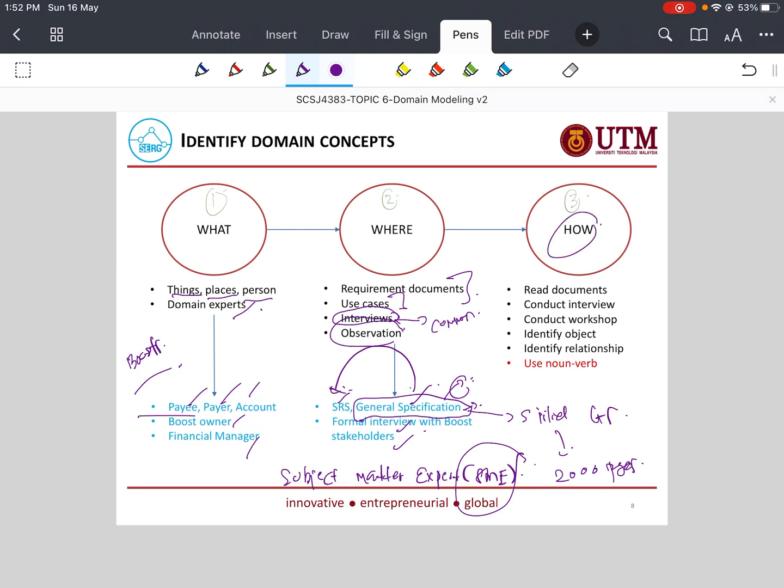So the third one, how? Of course, when you get the documents and the related processes, for example interview, observation and so on, you need to read the documents, conduct the interviews, and conduct workshops. This is the common one, the workshop. From that workshop, you will use any related technique, for example design thinking technique, computational thinking technique, and so on. From there you will identify the objects, identify the relationships, and so on.